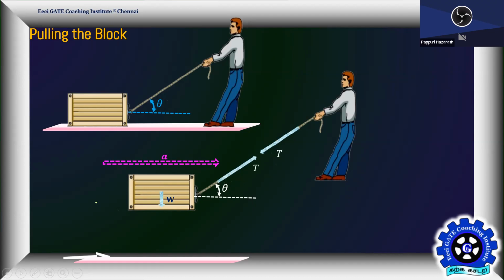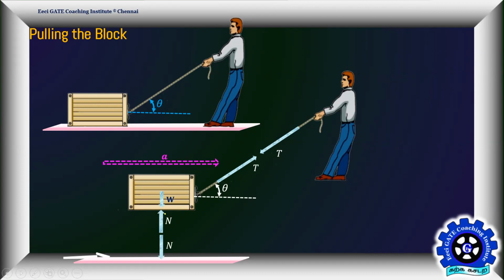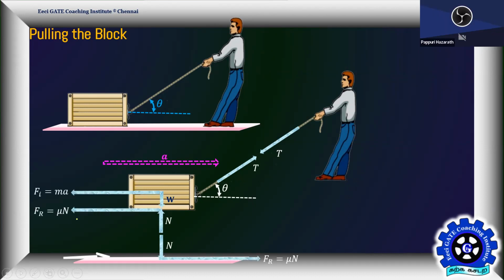What else do you need to draw? Next statement. Normal reaction always acts perpendicular to the surface. At every contact surface, two normal reactions will be acting. Frictional resistance always acts opposite to the direction. Inertia force will be acting. If you want to apply D'Alembert's principle, we can represent inertia force in the free body diagram. That part we can discuss later. Just how to represent the forces, how to draw a free body diagram.